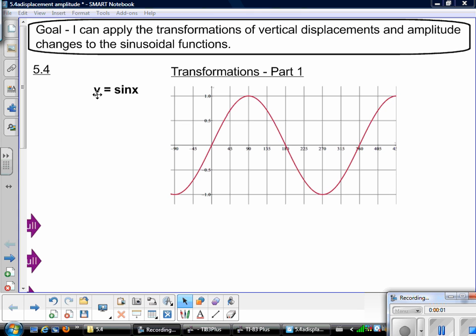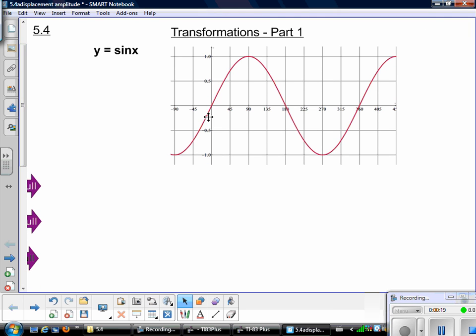This is continuing with our sine function, y equals sine x. So our goal today is I can apply the transformations of vertical displacement, so I'm moving the graph up or down, and amplitude changes to the sinusoidal functions. First of all, this is just that graph that we worked on yesterday.